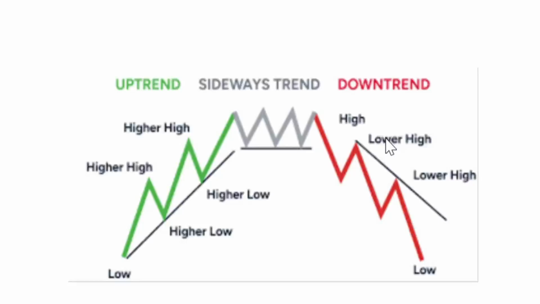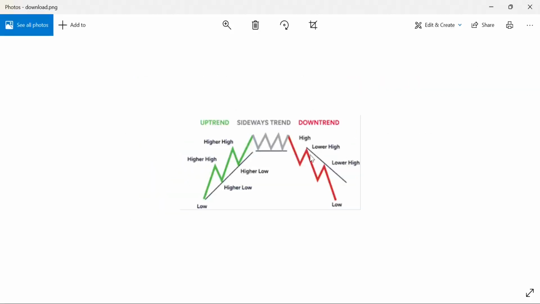The same thing in the downtrend. It's just the opposite of the uptrend, where we are going to have the lower lows and the lower highs instead of having higher highs and the higher lows. Here we have the lower highs and lower lows. So that's about that. Let's dive into the chart and see the practical example.